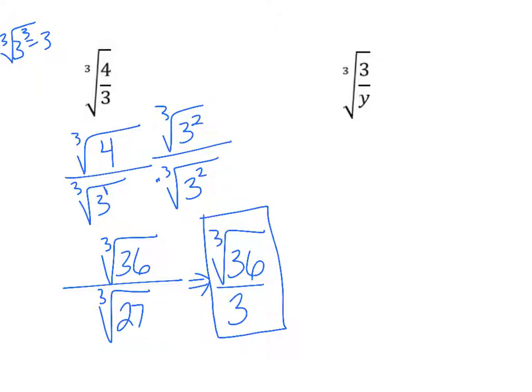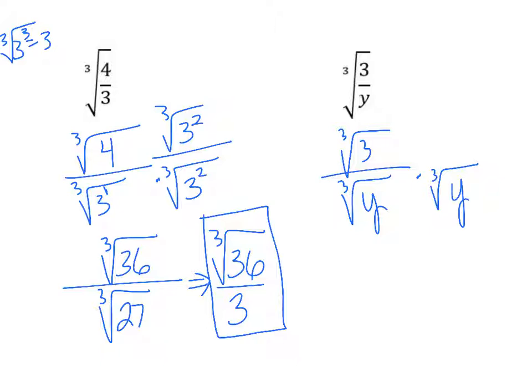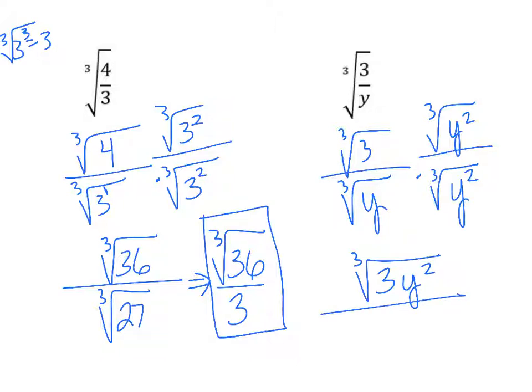Okay, let's try this other one. It has a variable on it. I'm going to separate it. Cube root of 3, cube root of y. I need to multiply by a cube root of, how many y's do you think I need to put in here? Because I want it to be a perfect cube, so I need 2 more of them. So there'll be a y cubed then. Do it in the numerator as well. I'm left with a cube root of 3y squared in my numerator, and in my denominator I have the cube root of y cubed.